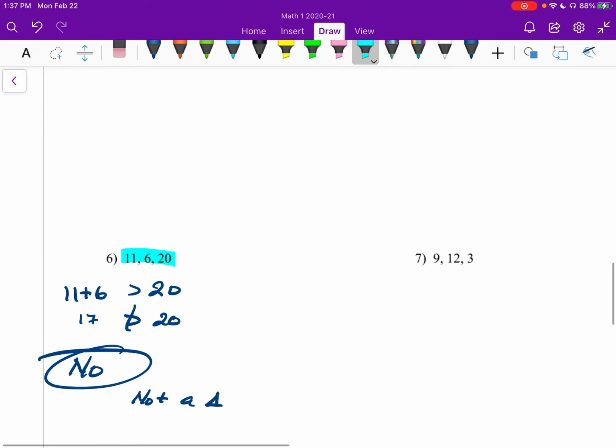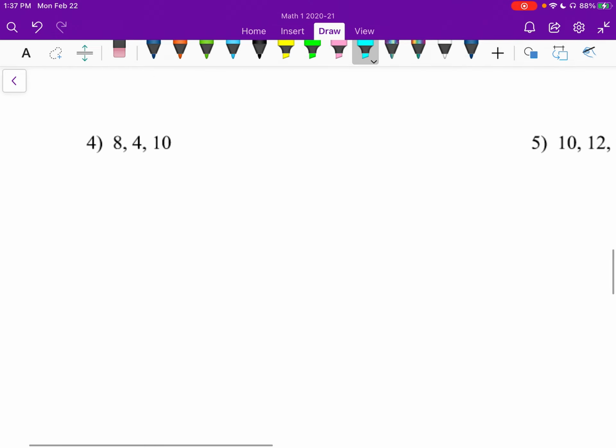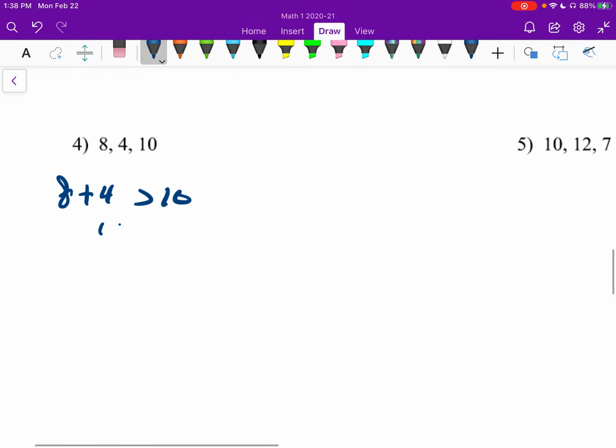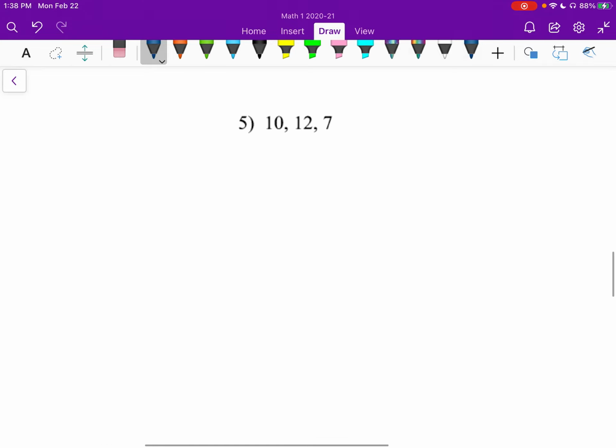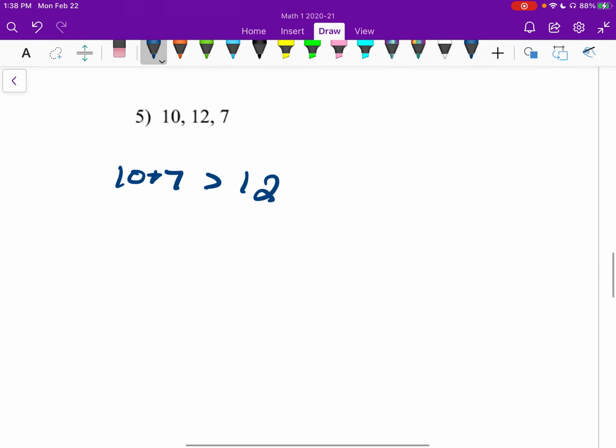So let's go on and do the rest of these. We'll go back and look at number 4. 8 plus 4 has to be bigger than 10. Well, 8 and 4 gives me 12, which is bigger than 10, so yes, that works. Number 5, we have 10 plus 7 is greater than 12. So yes, that works as well. 10 plus 7 is 17, which is bigger than 12.